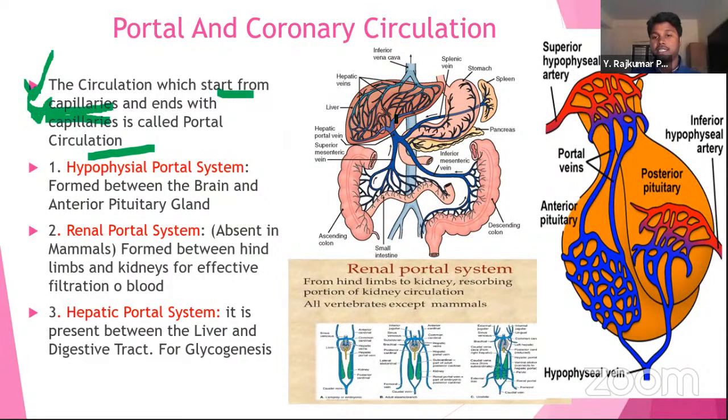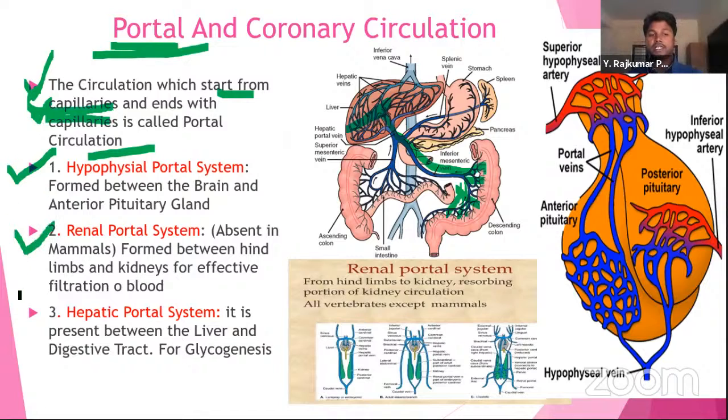Okay. So here in the picture, you can see these are the capillaries. They are making the vessels, and vessels are again converting into the capillaries. This is also called the local circulation. Portal circulation, also called local circulation. There are three kinds of portal circulation, that is hypophyseal portal circulation, renal portal circulation, and hepatic portal circulation.